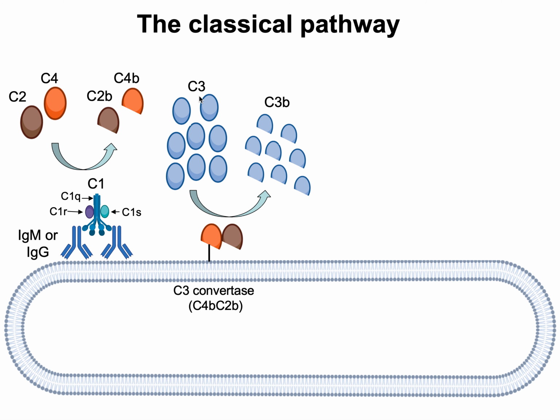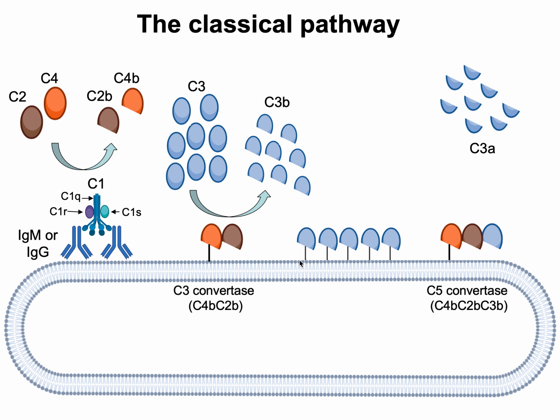This C3 convertase then leads to the cleavage of C3 to form C3b and C3a. These C3b molecules can now coat the surface of this bacteria, and C3b can bind to the C3 convertase to now form the C5 convertase, C4b, C2b, C3b.